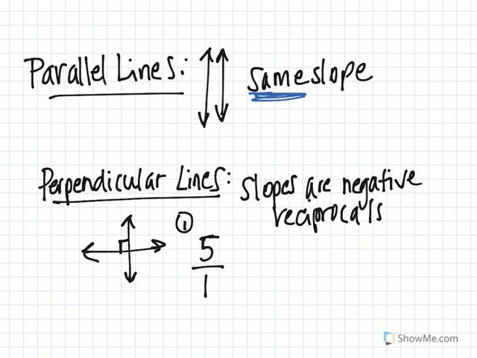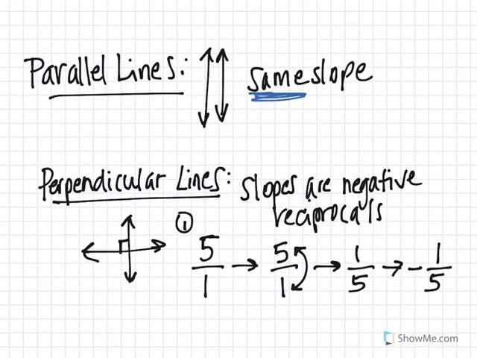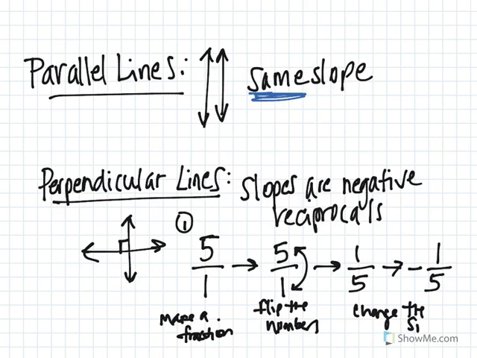That's the first step. Then flip the numbers. So the numerator becomes the denominator, and the denominator becomes the numerator, and then you change the sign. So this becomes negative. So first step, make a fraction. Second step, flip the numbers. Third step, change the sign.